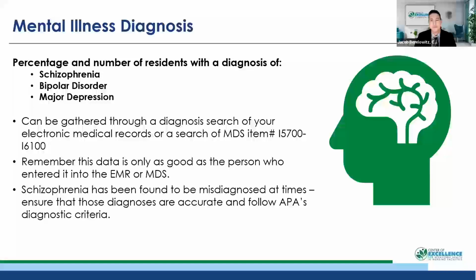And so how can you find this information? For each of our items that we go over, I'll try to give you some tips for how to gather that information. Depending on the capacity of your electronic medical records, you may be able to do a diagnosis search. I used to do that when I was a director of social work. I would pull a diagnosis search within the EMR and look at how many residents had schizophrenia.